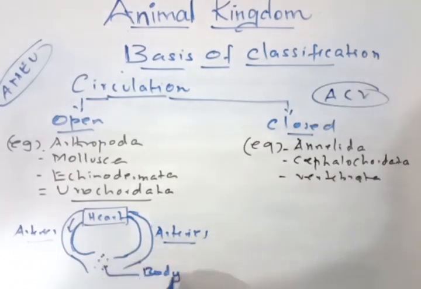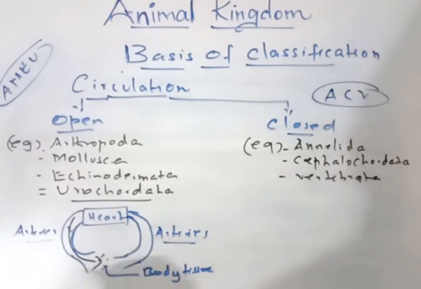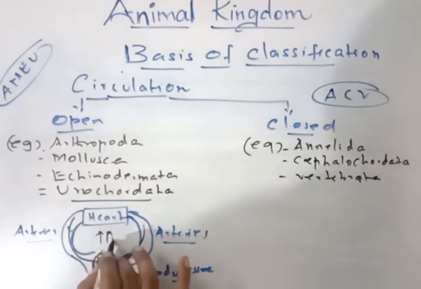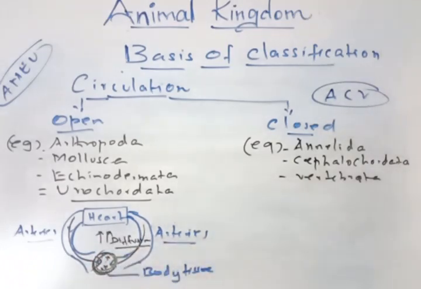Now from this the blood enters through arteries into the body tissue. From here also it enters into the body tissue. So that means the blood will be filling this gap in the body tissue. So this is what open circulatory system is. There are no veins to carry it out, no particular blood vessel to carry it out. And from here the blood returns to the heart by a process called diffusion. Okay. So this is what the open circulatory system is.